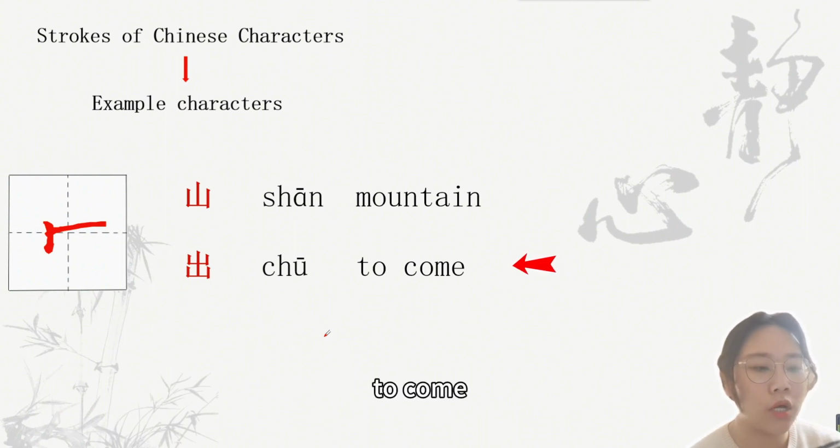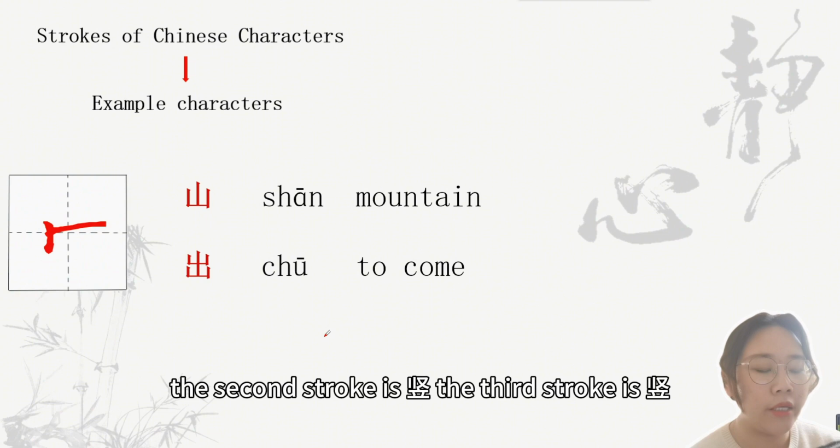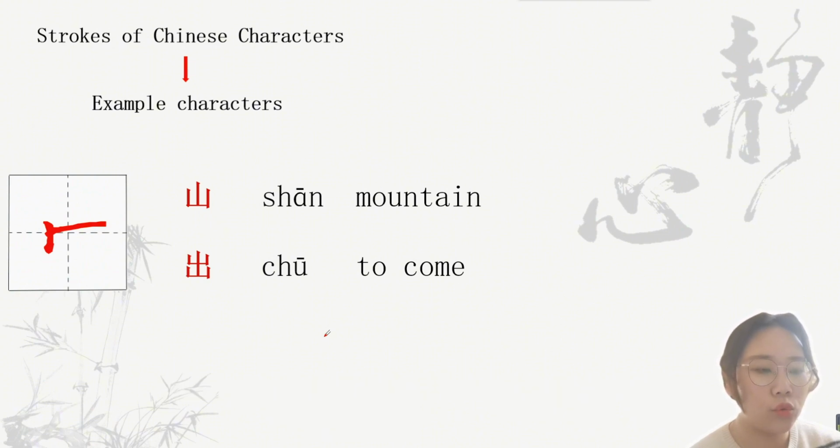出, to come. The first stroke is 竖折. The second stroke is 竖. The third stroke is 竖. The fourth stroke is 竖折. The fifth stroke is 竖.